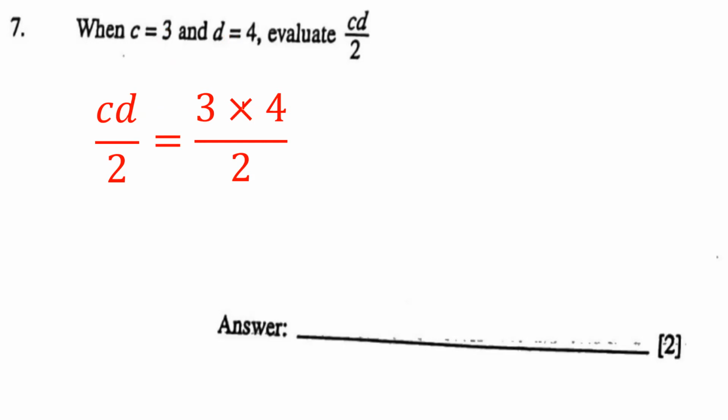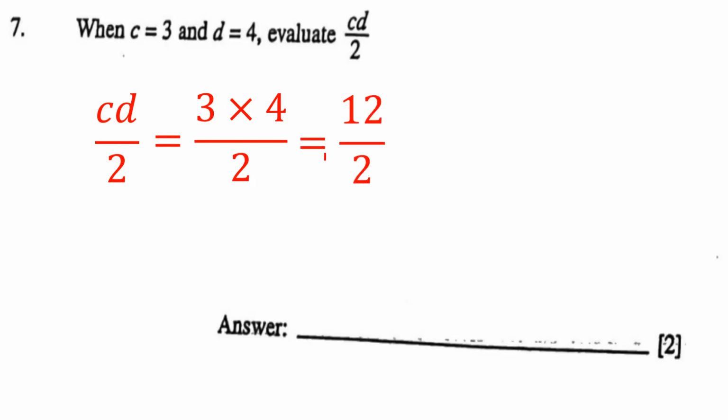Why the multiplication sign though? We put that because C and D, the operation between them is multiplication. How do we know that? Because they are side by side. They are adjacent to each other and they are close. And so that means that the operation between them is multiplication. So we have 3 times 4. What is 3 times 4? So 3 times 4 is definitely 12.